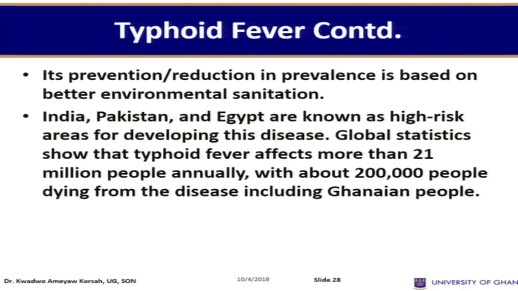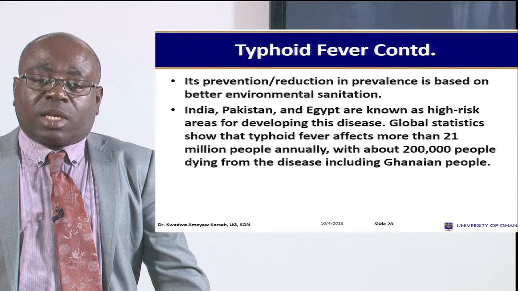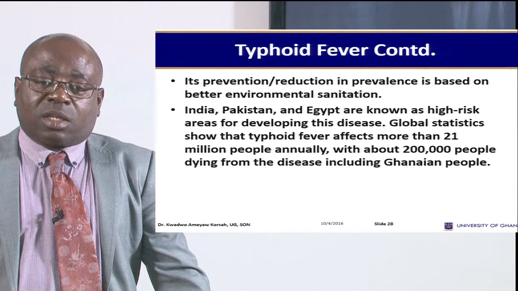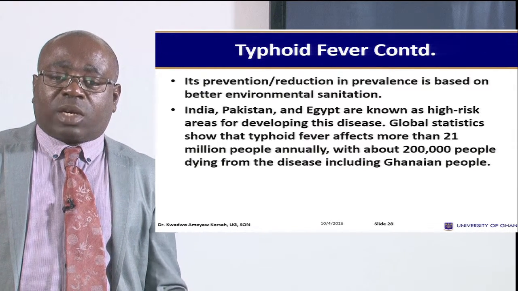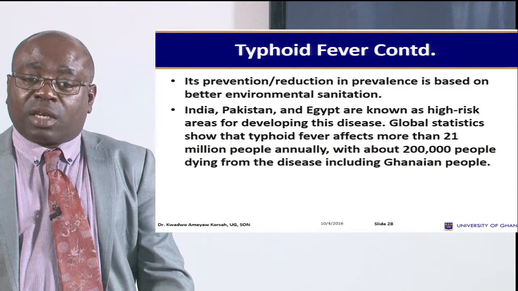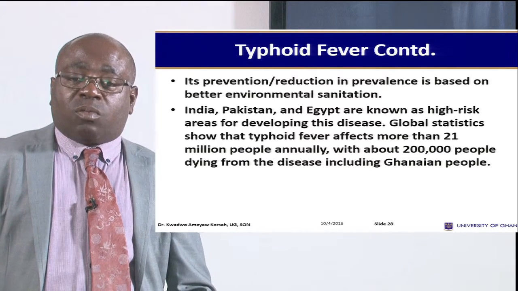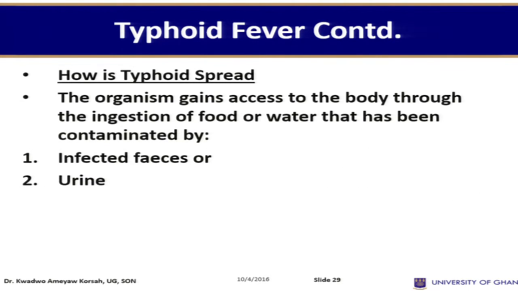So once we have diagnosed somebody as having typhoid fever, then we should be careful to track the person's clinical manifestations, so that perforations are identified as early as possible, and its prevention or reduction in prevalence is based on better environmental sanitation. Pakistan and Egypt are known to be high risk zones for developing this disease, and global statistics show that typhoid fever affects more than 21 million people annually, with about 200,000 people dying from the disease, including our own people in Ghana.